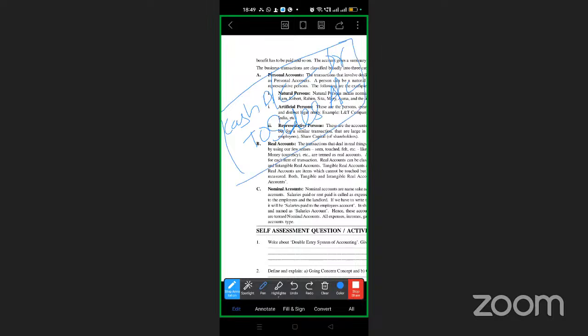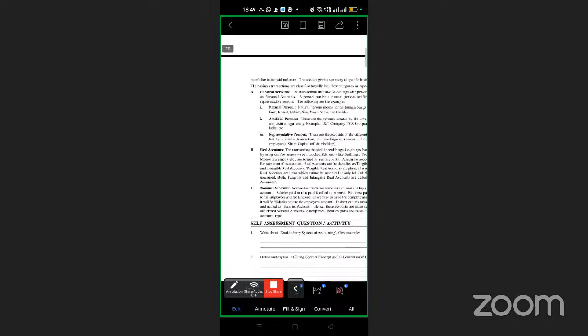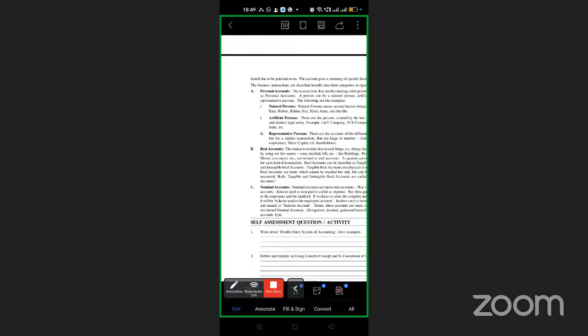This is called a journal entry, with debit and credit. This is called debiting and this is called crediting. Whenever we are writing the debit part, we write cash account debit. And whenever we are writing the credit part, we write 'To'. We will understand this in depth when we go further. Okay, now that is the real account. So the personal account rule is: debit the receiver, credit the giver. And the real account rule is: debit what comes in, credit what goes out.